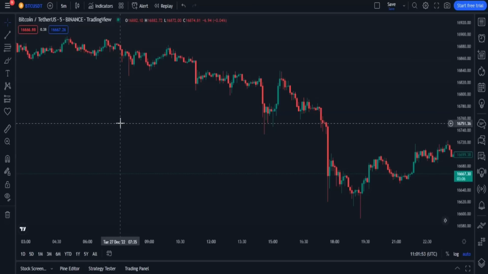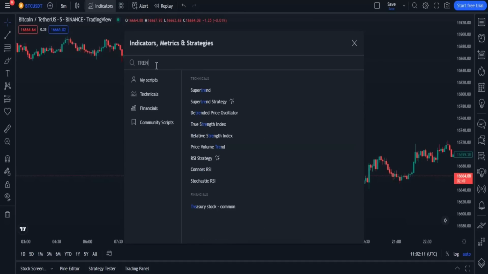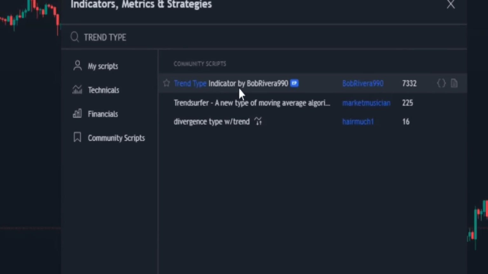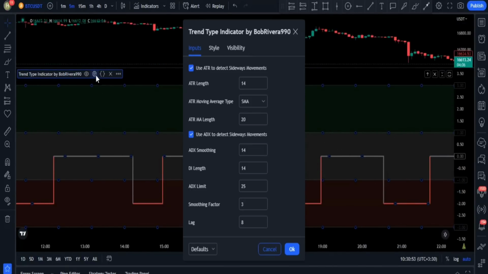Let's add the first one to our charts. In order to do that, we open the indicators tab and type trend type in the search bar. Trend type indicator is the one that we are looking for. Next, we got to open the indicator's settings to optimize it for our use.